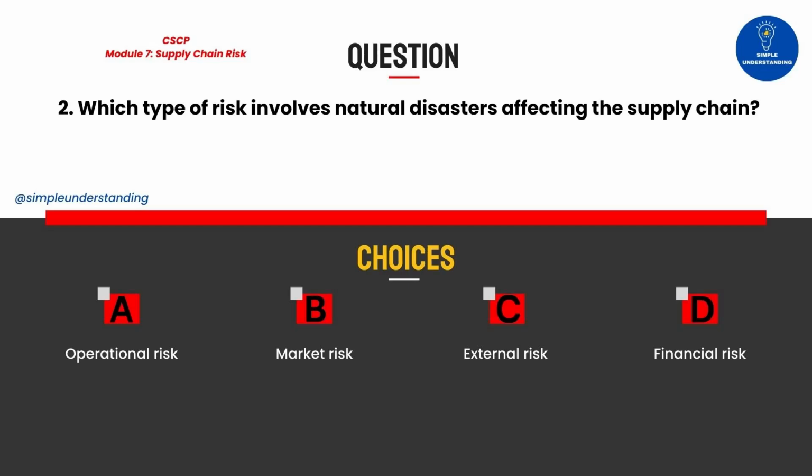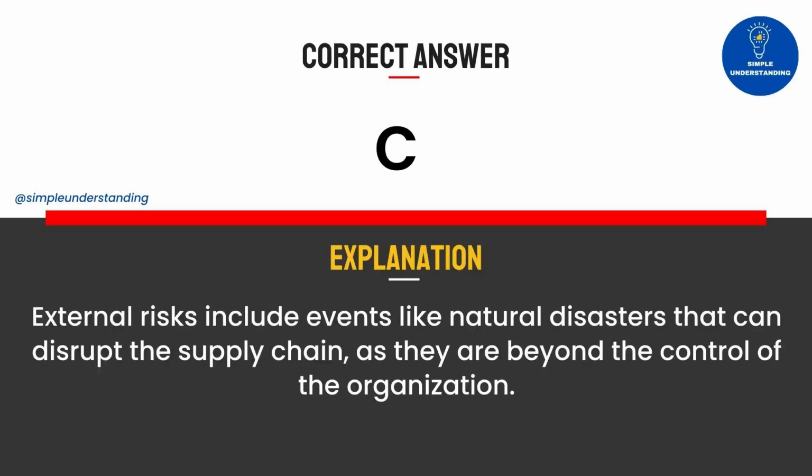2. Which type of risk involves natural disasters affecting the supply chain? A. Operational risk. B. Market risk. C. External risk. D. Financial risk. Correct answer C. Explanation. External risks include events like natural disasters that can disrupt the supply chain, as they are beyond the control of the organization.